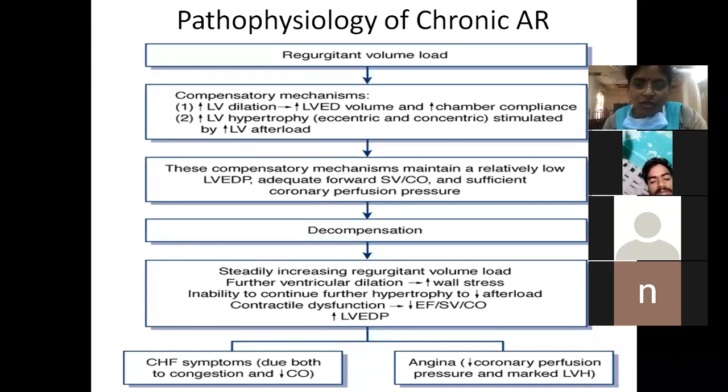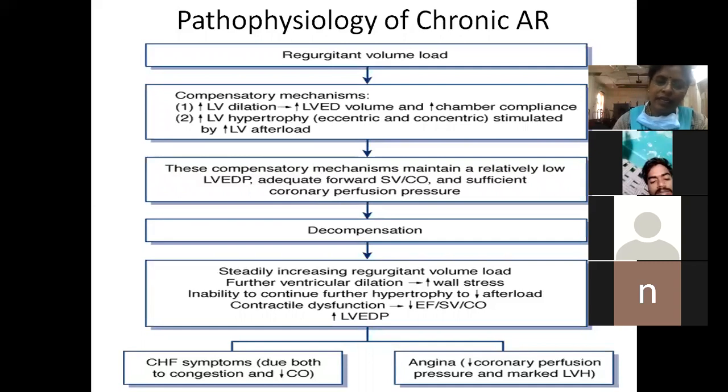So that leads to contractile dysfunction of the left ventricle. This is the stage we call the decompensated stage of the left ventricle. Once the left ventricle goes into decompensation, there is increased left ventricular end-diastolic pressure. And because of the contractile dysfunction, there is decreased ejection fraction, stroke volume, and cardiac output.